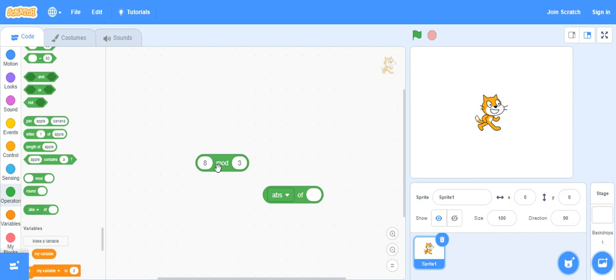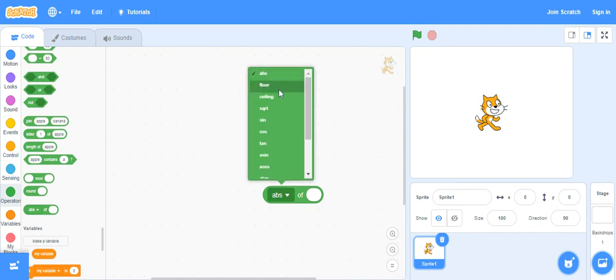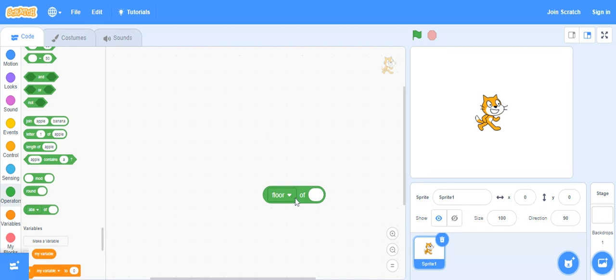Now comes the hardest and the last block of our operator's block palette. I am going to share only 3 of these because they are a lot, and this is advanced math. Floor means simply rounding off. So floor simply rounds it off to the floor.